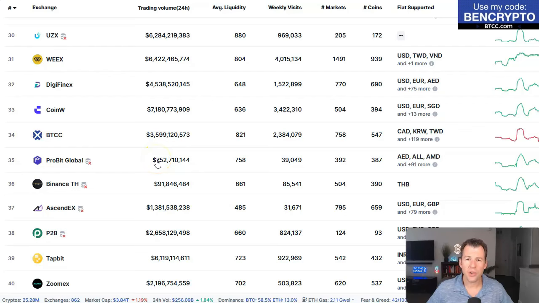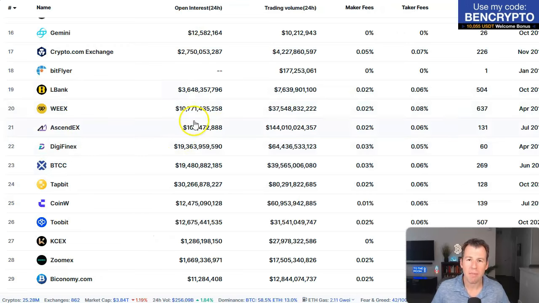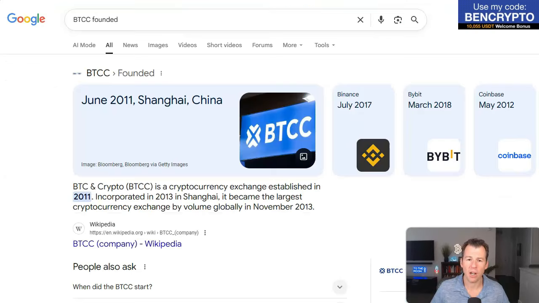Now, first, a little history of BTCC Exchange. They're currently ranked the number 34 biggest spot market exchange in the world, and they have over 300 different spot pairs available for trading. Derivatives are a little bit higher. They're ranked the number 23 biggest futures exchange in the world, and they have even more pairs. They have over 380 different futures pairs available for trading on the exchange. They were founded in June of 2011.